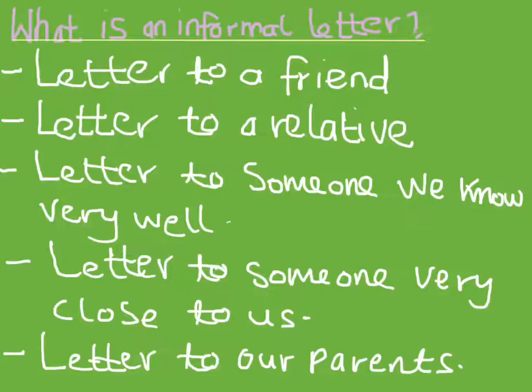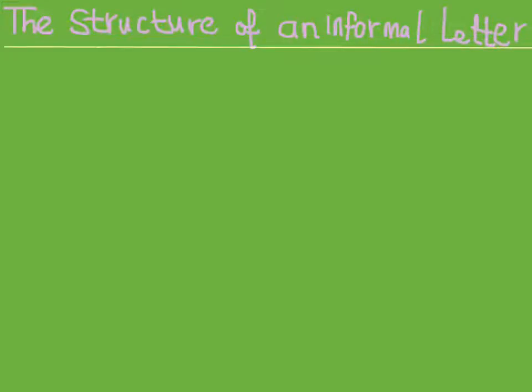know very well, somebody who is a friend, a relative, or someone whom we are very close to, like our parents. And as it is called an informal letter, this implies that it does not follow a specific form of writing, since it is informal. And so this brings us to what we refer to as the structure of an informal letter. And since we say informal, it means that there is no formal structure.